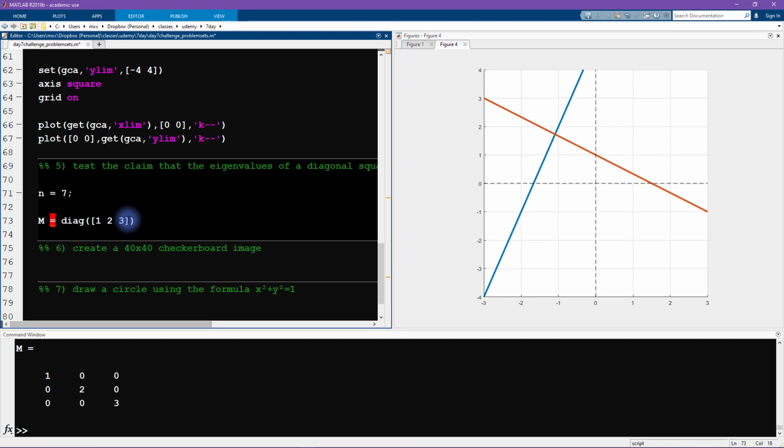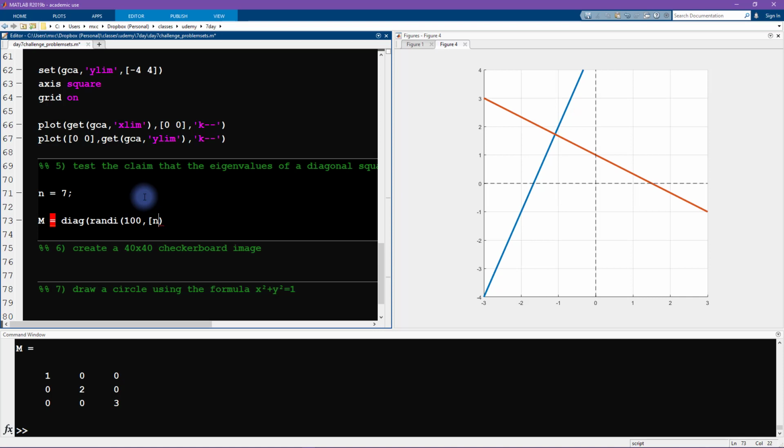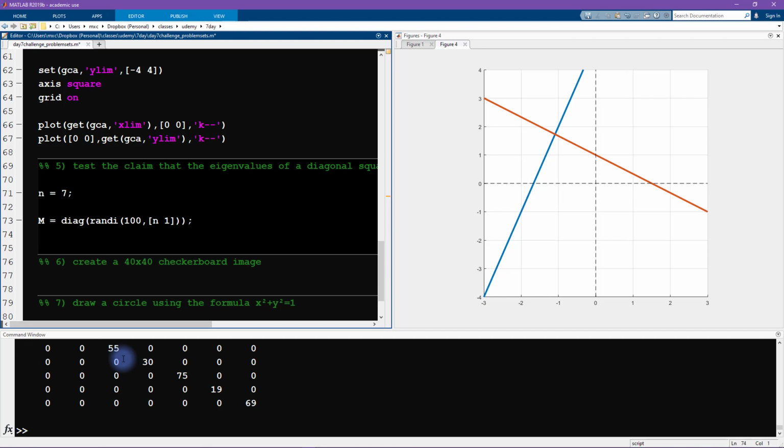So this is 1, 2, 3. To make this a little bit more interesting, I'm going to use the randi function again, and let's generate random integers between 1 and 100, and there's going to be n of them like this. So here's our diagonal matrix. And then to extract the eigenvalues, I'll call this variable evals, and that's just the function eig.